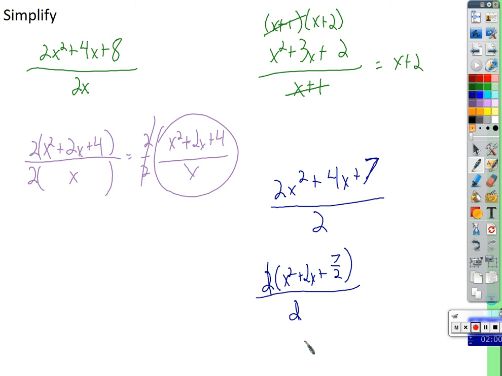So watch yourselves on those if you're dealing with a fraction, because your algebra skills need to be really solid as you go on through pre-calculus and calculus. So something simple like that. Make sure that if you're going to cancel something out, it's because it has a common factor between the numerator and denominator, the numerator and denominator as a whole.